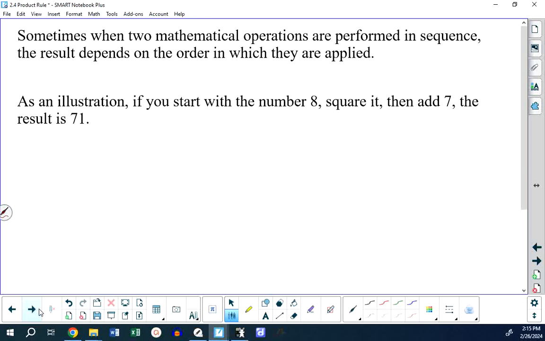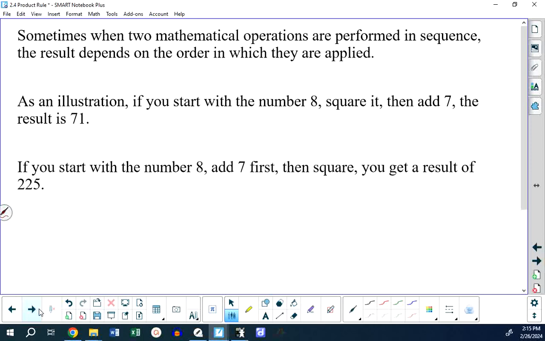and those of you that have taken 30-1, we're talking about a composite function here. We're talking about feeding in an input into one function and the output becomes the input for the second function. But if I take that 8 and I square it and then add 7, I get 71. You can confirm that. 8 squared is 64. 64 plus 7, I hope, is 71.